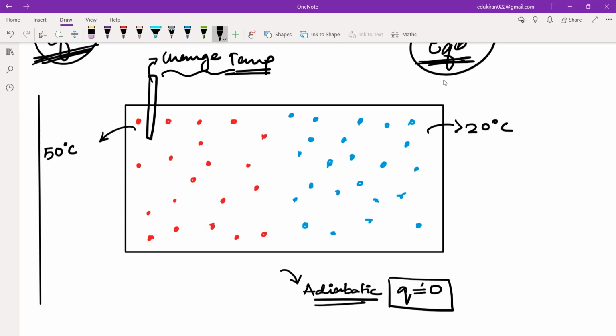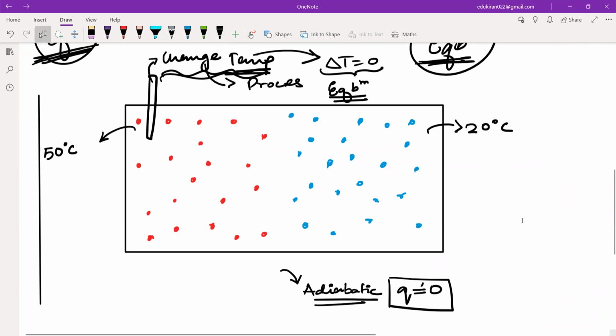That means till the time the temperature was changing, we were having some process. After a while, it reached a point where the temperature was not changing, so delta T was 0. When the temperature was constant, we said that it reached an equilibrium state. Now you understand what equilibrium is? Yes or no, guys? Okay. Now this will be a constant theme.